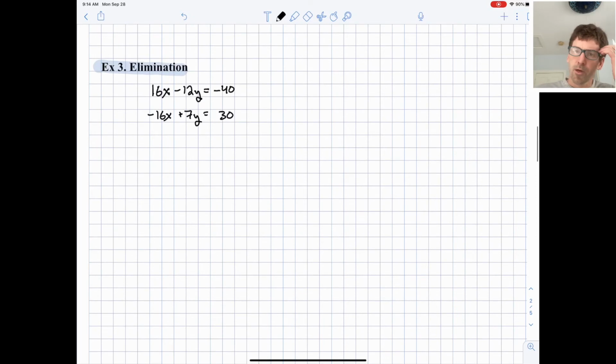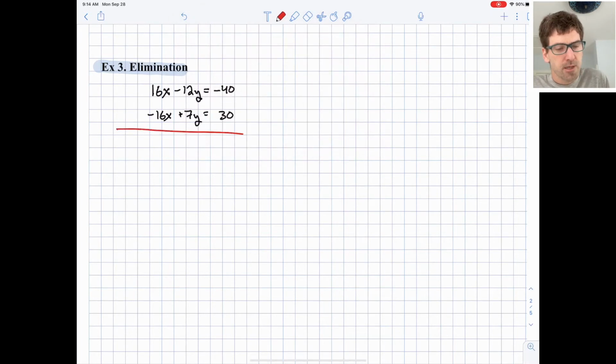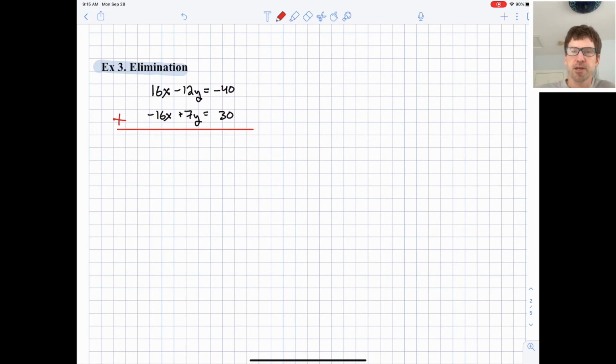Next one, we're going to work with a second method called elimination. And elimination works really well in many word problems. If you have the x and the y terms kind of lined up on top of each other, particularly if you have a situation like this where you have a 16x and a negative 16x, if you were to add these two equations together, which we'll do, those x's eliminate. So the x's eliminate when we're adding together.